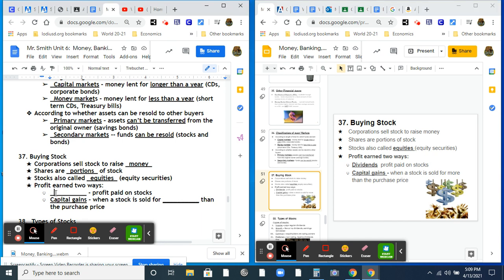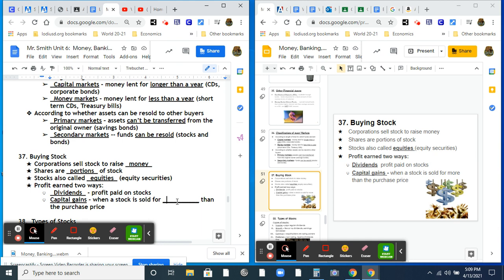Profits are earned two ways. Dividends. If you just have a stock and you're in a good company and the company does great, they might just give you money for being a partial owner. Disney did this. Other high profile companies have done this. And guess what? People want to buy it more, and so the value goes up.